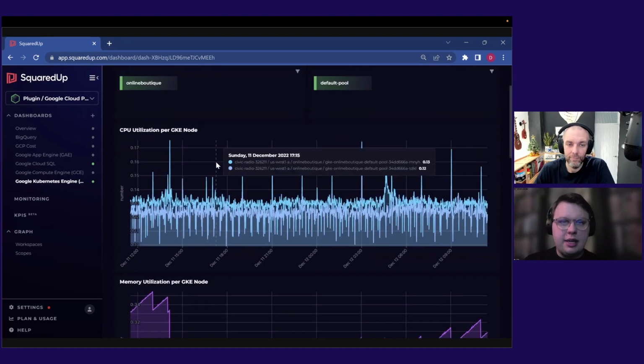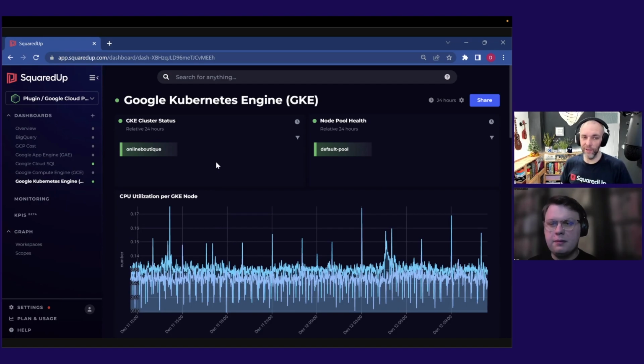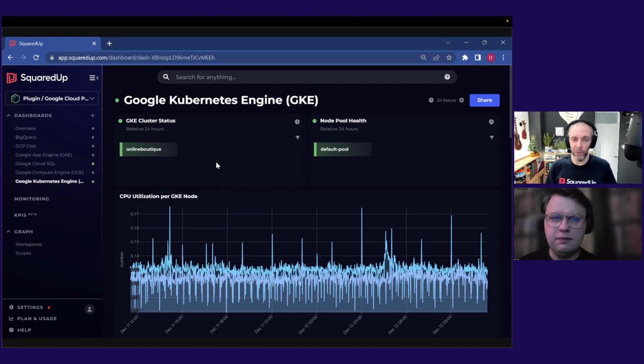So essentially, this is to help understand if there are any health issues or performance issues that could affect the applications being served by your Google Kubernetes Engine clusters. Great. So I can see at the top there we've got some cluster health and some node pool health. And then we're jumping into CPU utilization, so those infrastructure metrics.